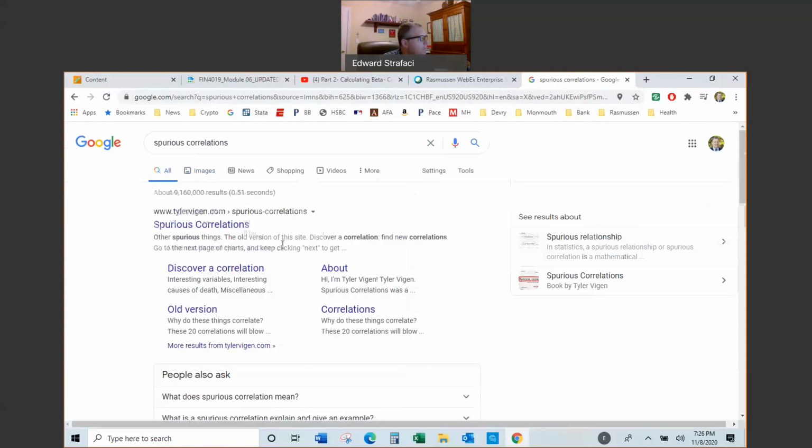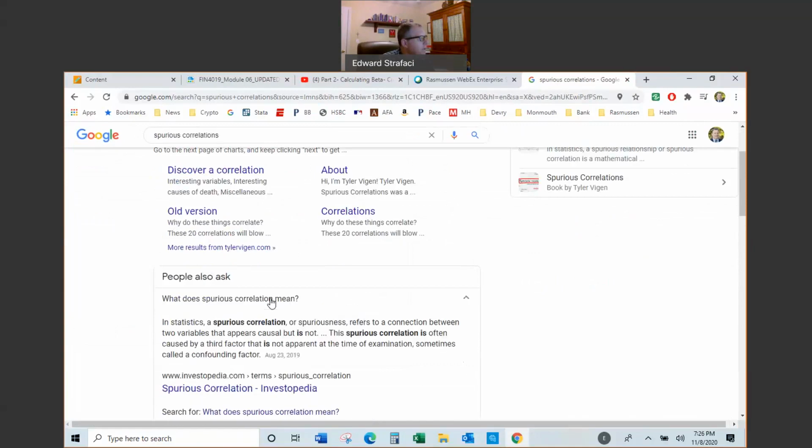What does it mean? It's a connection between two variables that appear to explain or be causal, which is the word we use, but they're just not. All right, so that'll wrap it up.